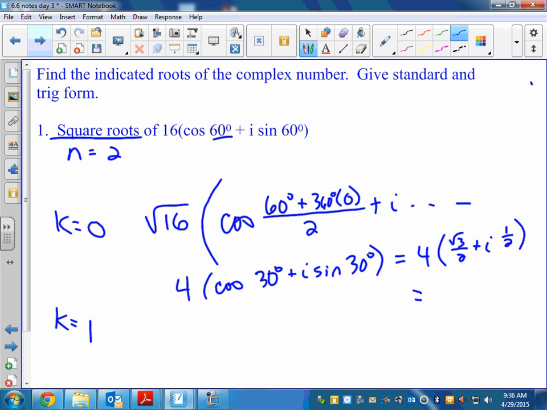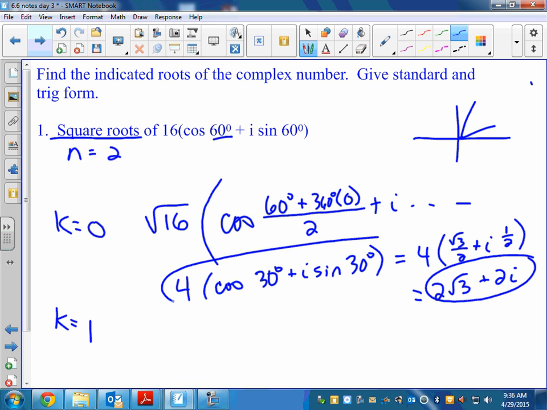So that would just be, not 30 degrees, right? It's down here. Isn't it square root of 3 over 2, 1/2? Because up here is 1/2, square root of 3 over 2. Okay. So this is 2 square root of 3 plus 2i. That would be the standard form. That would be the trig form.